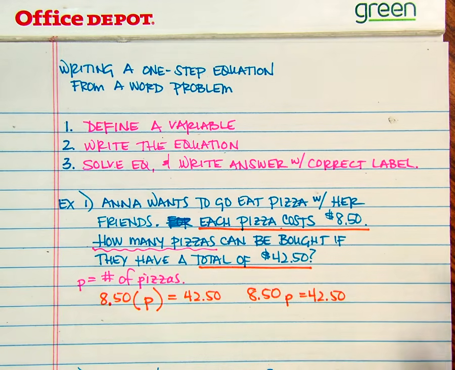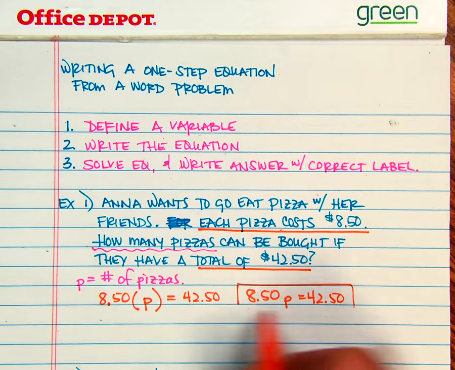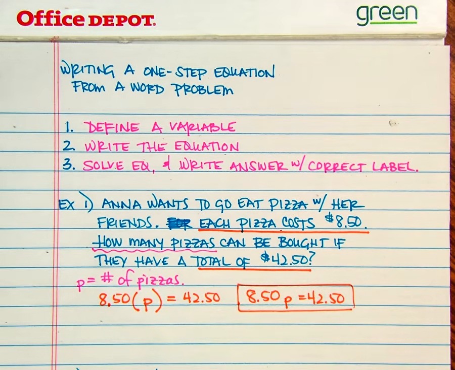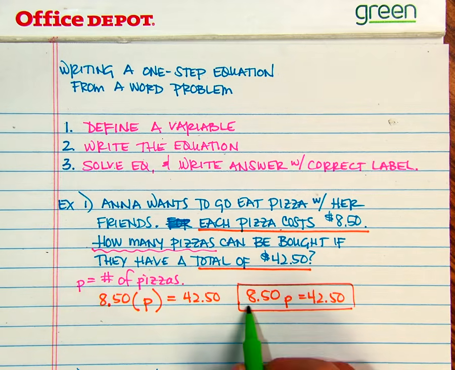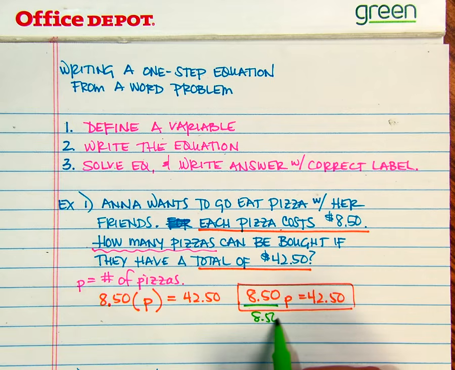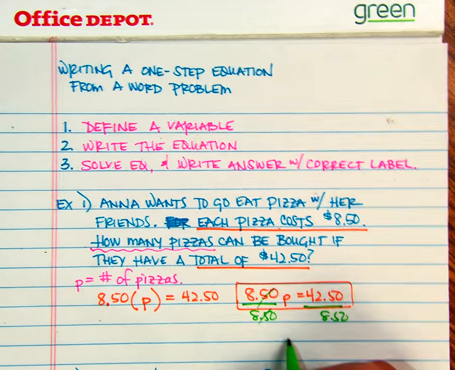Okay, so now you still need to solve. So this would be my equation. So this would be part 2, or step 2. And now you need to solve. I am going to solve for my variable by dividing both sides by 8.50. And those are going to give me a coefficient of 1.